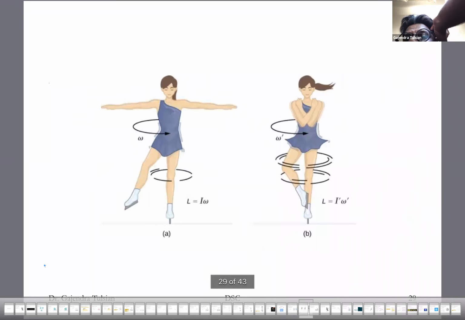And here's the classic example of the skater. Again, the angular momentum is moment of inertia times angular velocity. And when she brings her arms in, moment of inertia is decreased, and so angular velocity increases. And again, assuming minimal friction, if she extends her arms back out, her velocity will decrease.